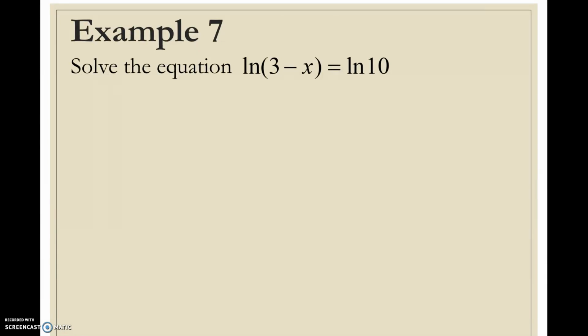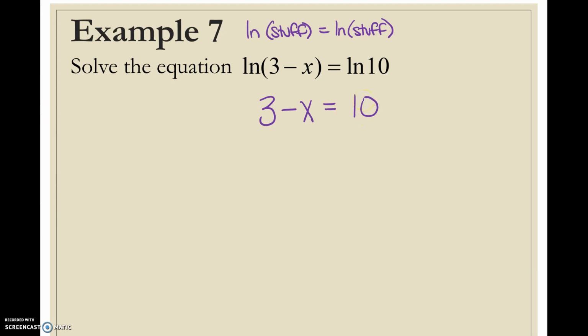Example 7, this time we have 2 logs and they're on opposite sides. This basically says ln of stuff equals ln of stuff. The 2 sides of an equation have to be exactly the same. They have to be equal. That's why we use an equal sign between the 2 sides. So if they both are ln, then what has to be true about the stuffs? The stuffs have to be equal. So basically the ln's cancel each other out, and you're left with 3 minus x equals 10.